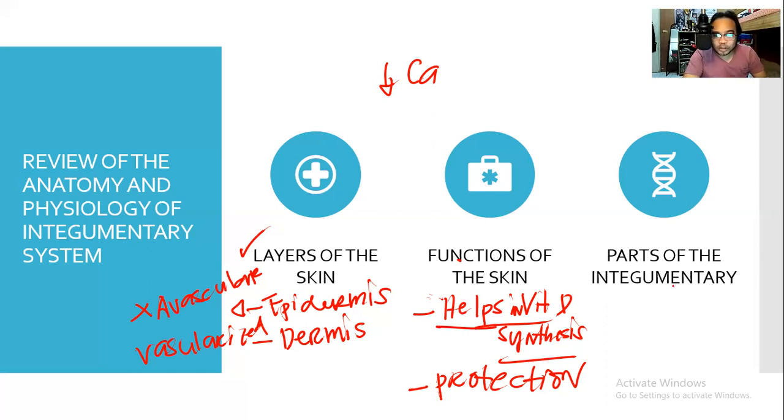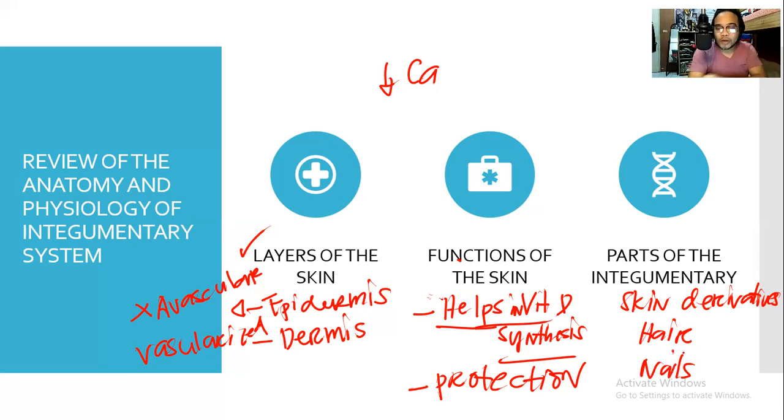Next is, of course, the parts of the integumentary system. The main organ there is your skin, and it is the largest organ of the body. And for the other parts, you have your skin derivatives. When we say skin derivatives, these are the additives or add-ons. So you have your hair and nails.